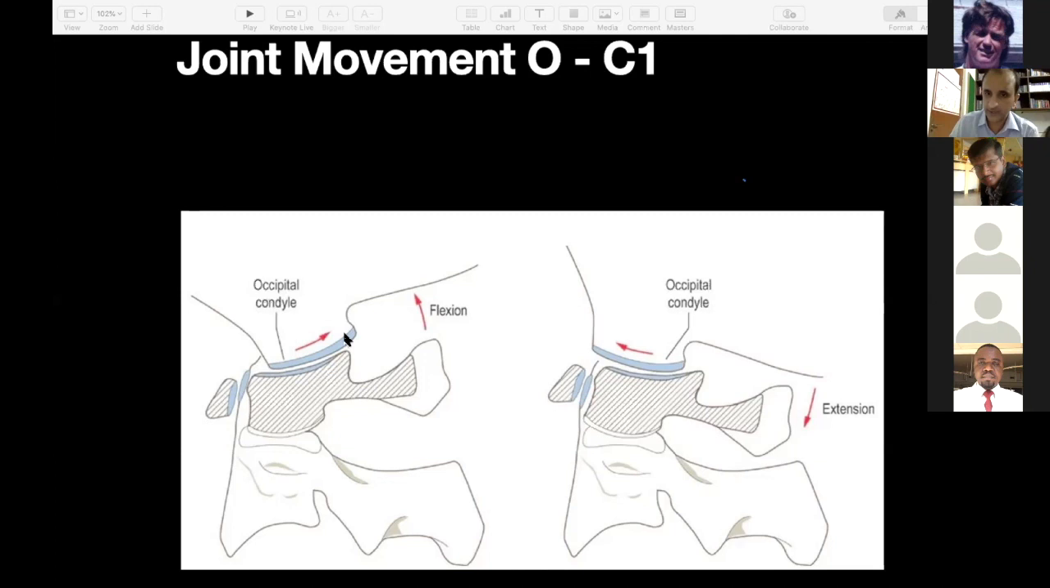And in extension, the anterior part of the occipital condyle will go in front. Right? Now, if the occipital condyle is going back during flexion, and if OC1 is a single joint, then during flexion, why is the distance between the atlas and the dens increasing? Can somebody answer this question? So the question is, when I am flexing, why does the atlantodental distance increase?